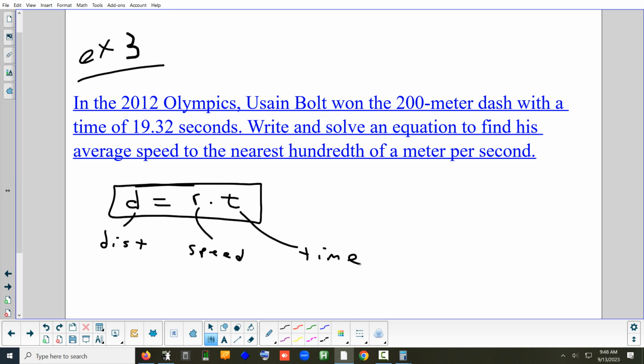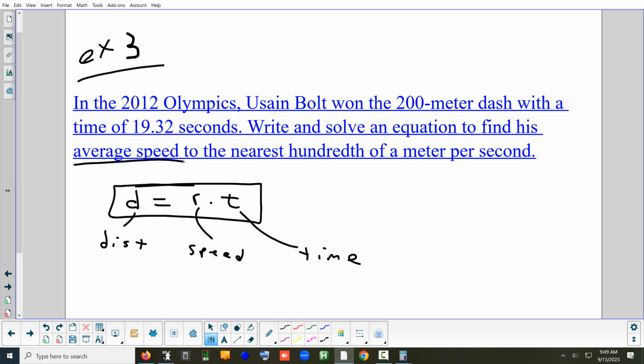So what we have to do is look at our problem and fill in whatever we can. It says in the 2012 Olympics, Usain Bolt won the 200-meter dash with a time of 19.32 seconds. We're solving for how fast did he run on average. Obviously, he started from standing still, and then after a while, he got up to his top speed. But what we're doing is just finding his average speed.